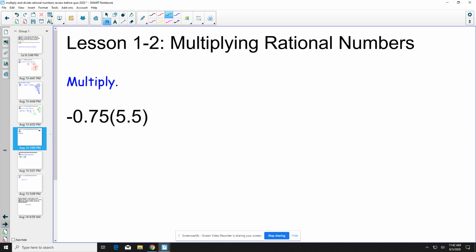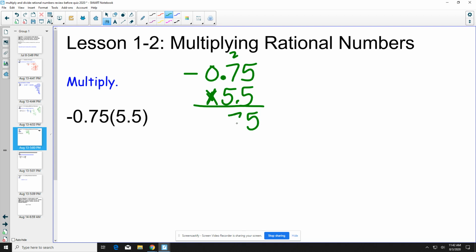Okay, when we multiply decimals, we do not have to line up our decimal points. So it is okay if I write my problem this way. It is also okay if you use lattice multiplication when you multiply. I'm going to go ahead and use traditional. So I'm going to go 5 times 5 is 25, carry a 2. 5 times 7 is 35, plus 2 is 37, carry a 3. 5 times 0 is 0, plus 3.